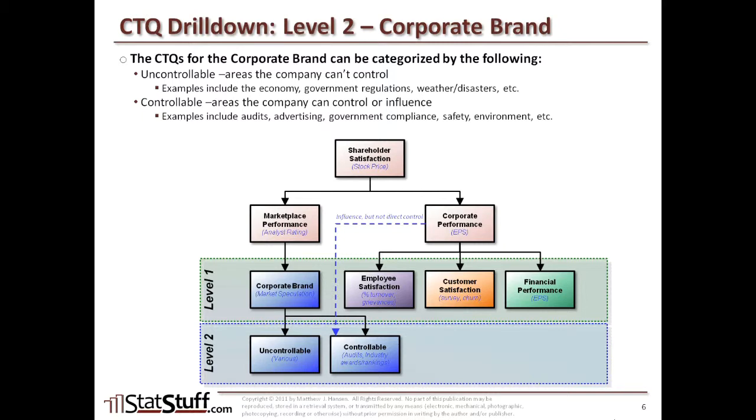They have some influence and control over those areas. If they don't have proper adherence to regulations or safety or environmental concerns, if they don't follow those things in a proper way, that could have a very negative impact by the marketplace. Again, with the marketplace having a negative outlook on the company's sustainability if they don't follow these things. So these are the basic areas that fall under corporate brand, the uncontrollable and controllable CTQs.